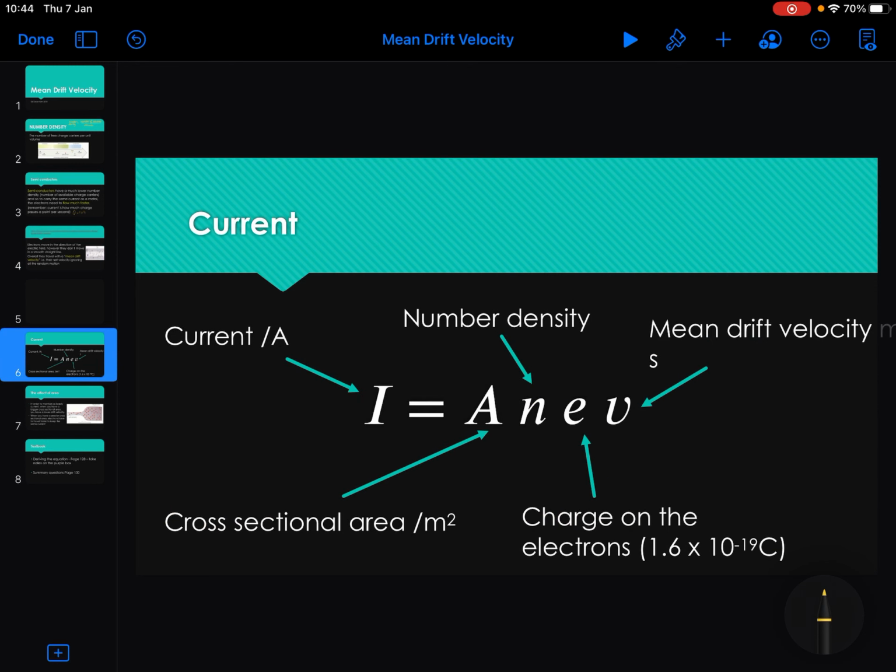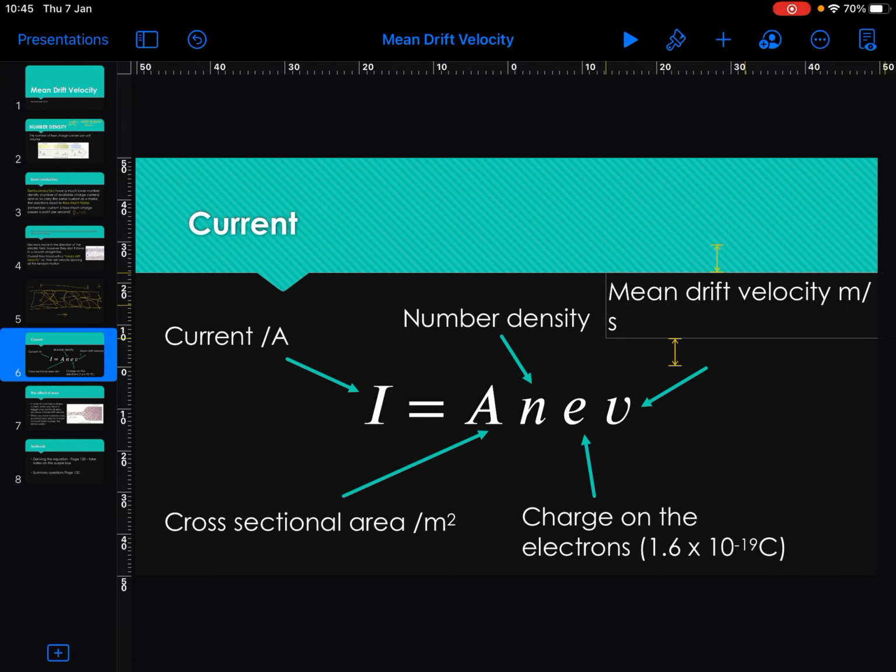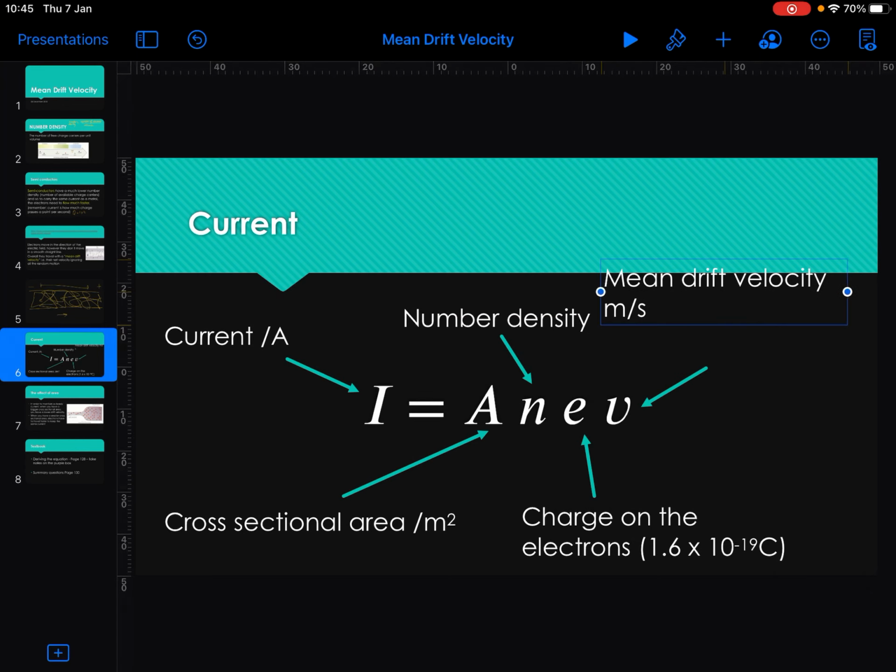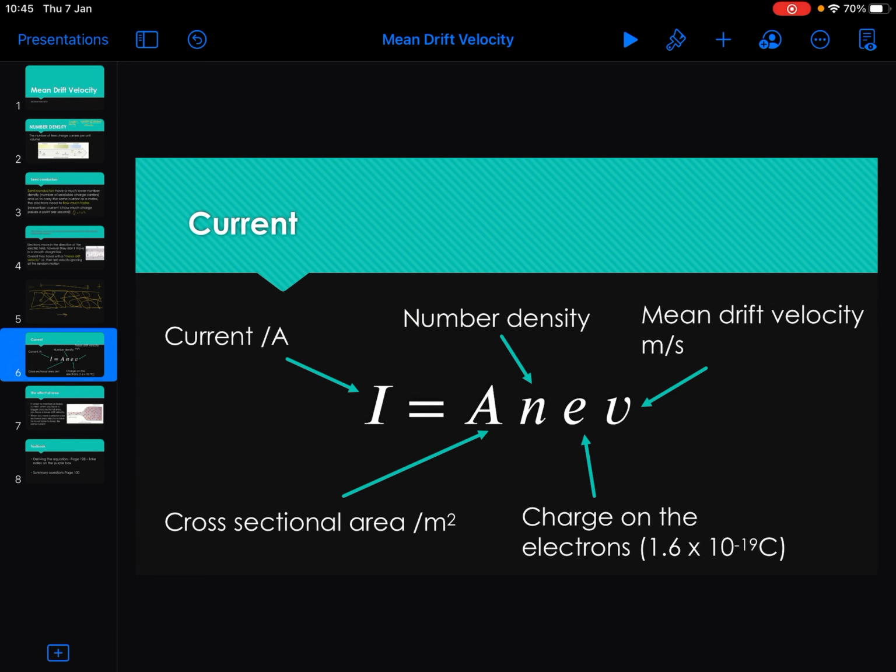Okay, and the nearly final bit is current. Previously we've just very much talked about current being how fast the electrons are flowing. That's not really the case anymore. Here is an equation which links all the different factors that affect current.